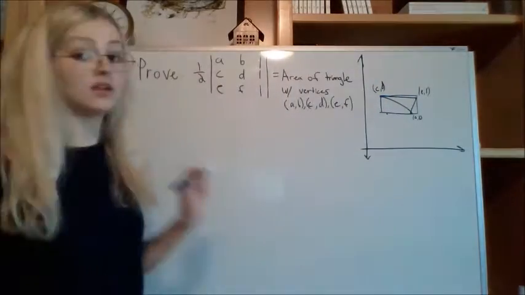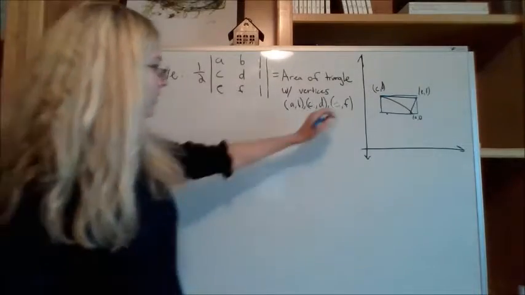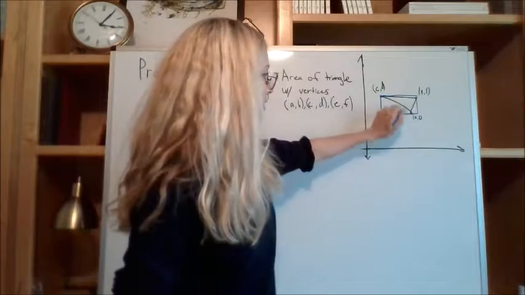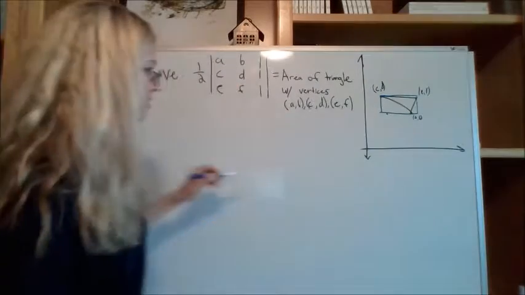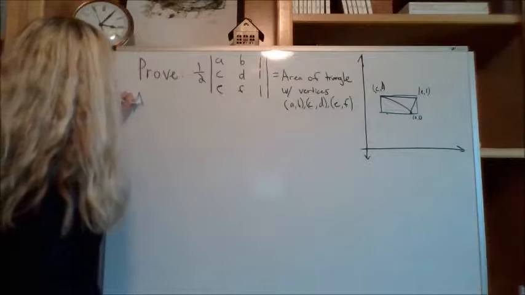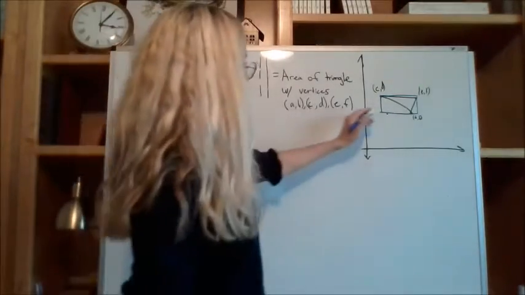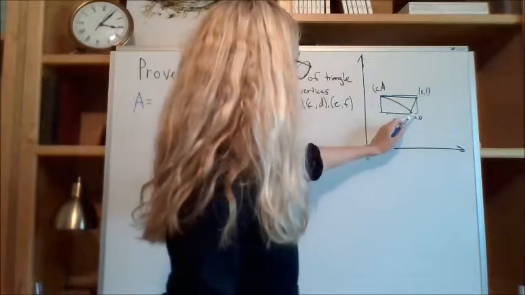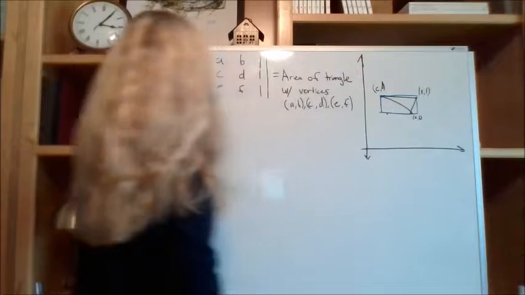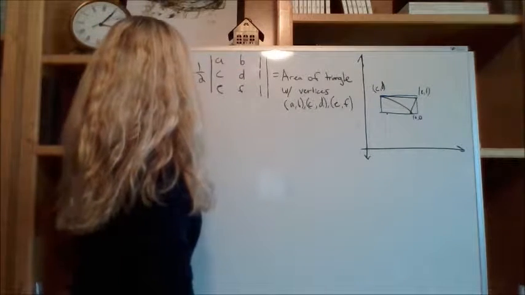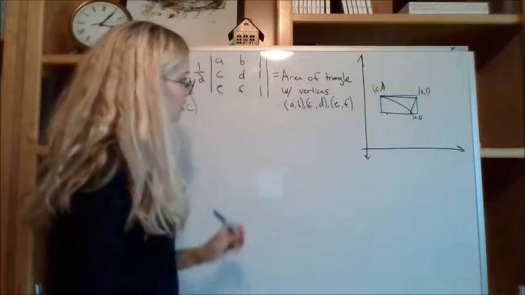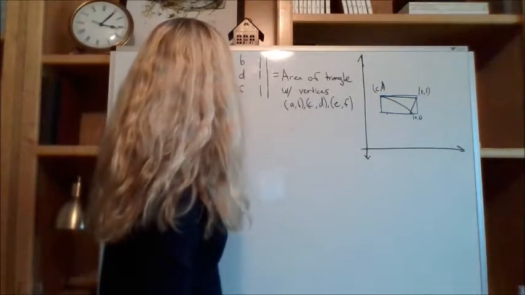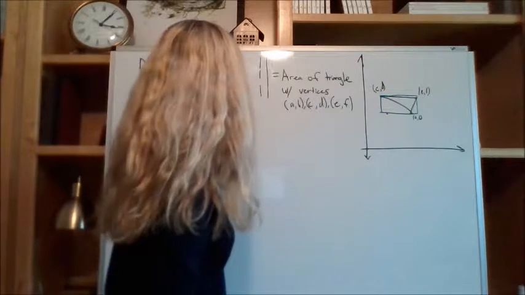Okay. So now what we want to do is find the area of this rectangle and then subtract out these three triangles that surround the triangle that we want. So our area equals the area of the rectangle, which would be base times height. So E minus C, which is base, times height, which is D minus B.